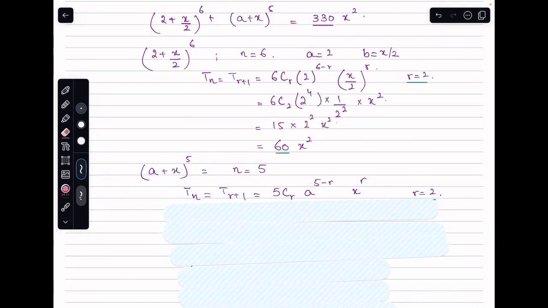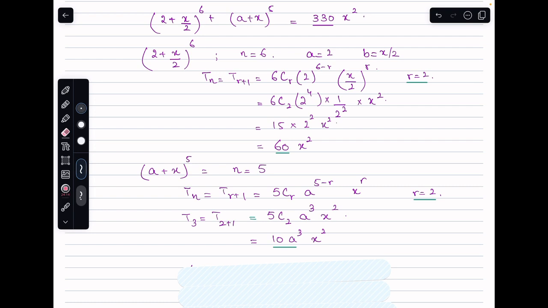So for (a plus x) to the power 5, our n value is 5. Again, applying the term formula, Tr plus 1 equals 5Cr, a to the power 5 minus r, and then x to the power r here. Again, it's just this x. So I should say that my r value has to be 2. So applying r as 2, I should get the third term, and this should be equal to 5C2 into a to the power 5 minus 2, giving me a cubed and x squared. 5C2 is 10, so this becomes 10a cubed x squared here. So I have both the terms in x squared.